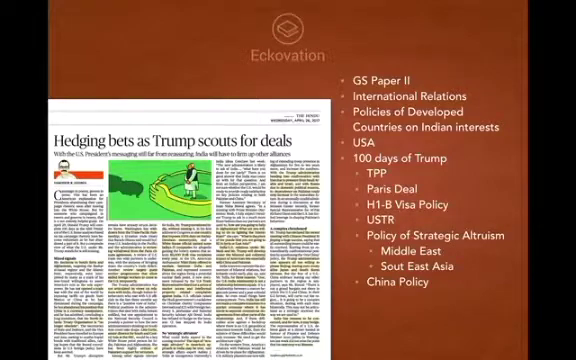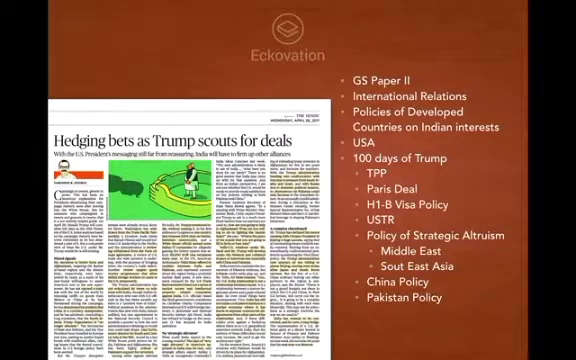Also, this article talks about the China policy of the Trump administration and the Pakistan policy and how these could impact India's interests. So all these are important points in themselves. This article cannot be a single question for your GS paper 2, but each of these policies could form a question and would need more material. So keep a tab on all the newspaper articles related to these policies.